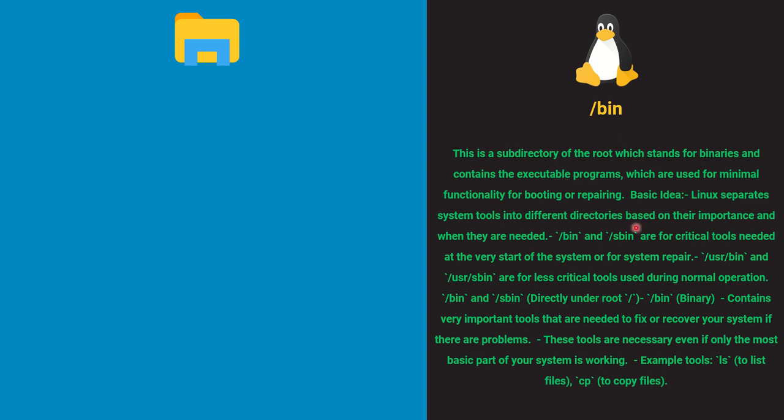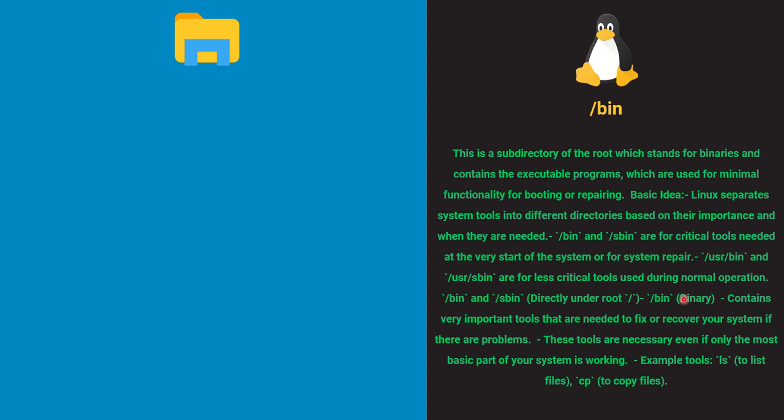But here you can understand that /bin and /sbin, which are directly under the root directory, contain very important tools that are needed to fix or recover your system if there are problems. They are not used every day, but only when problems occur. So these tools are necessary even if only the basic part of your system is working.